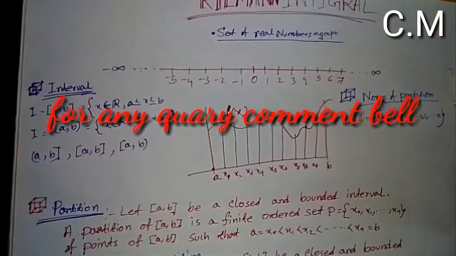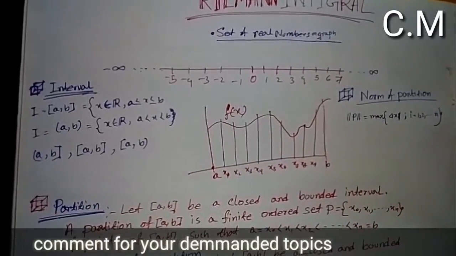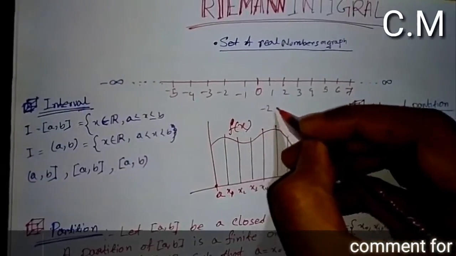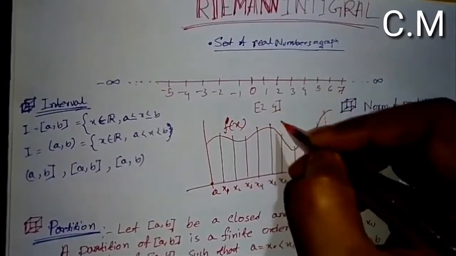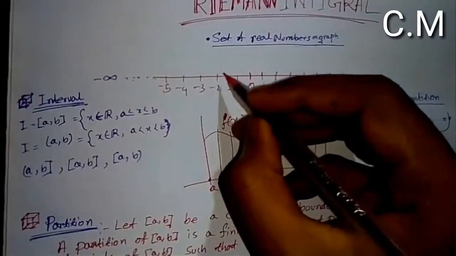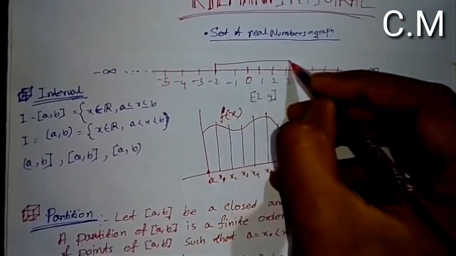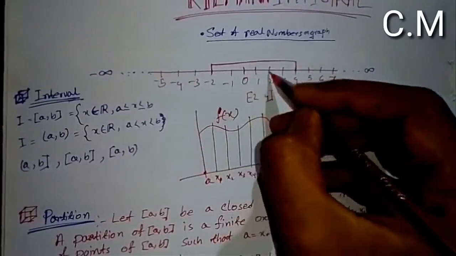An interval means the length between 2 points, and they must be in order. For example, we can take -2 to 4. This is one of the bounded intervals actually. What does that mean? It contains -2 and 4 and also all the elements in between.